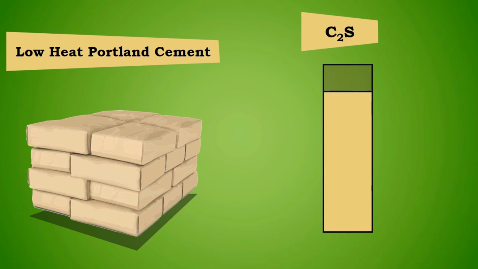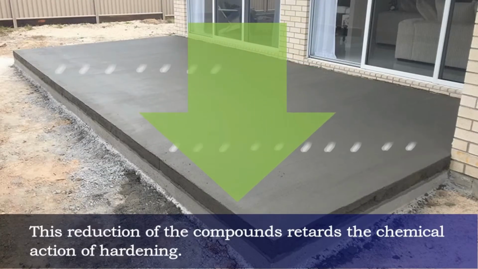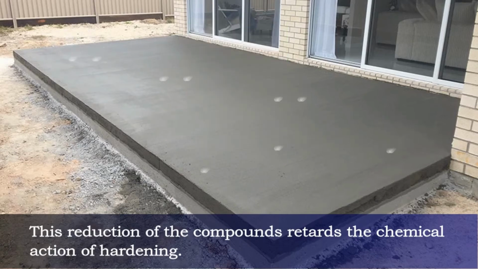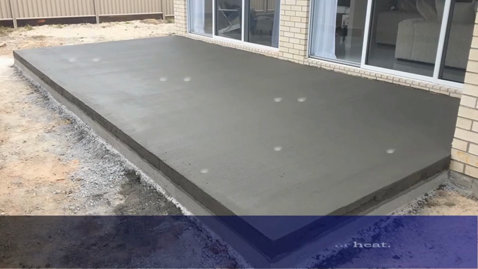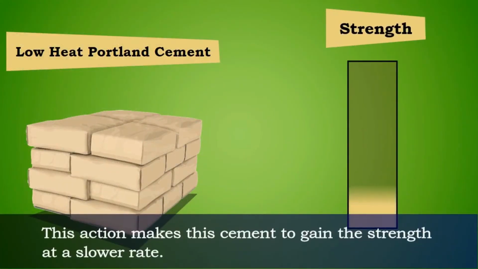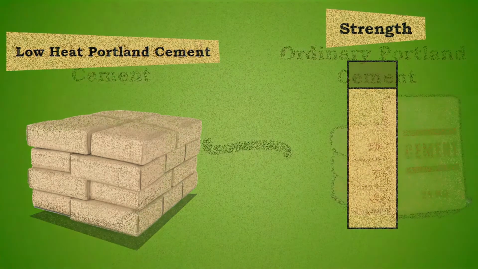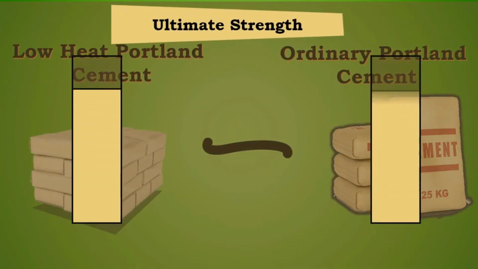while increasing the quantity of dicalcium silicate. This reduction of compounds retards the chemical action of hardening, thereby reducing the evolution of heat. This action makes this cement gain strength at a slower rate. However, the ultimate strength is nearly the same.